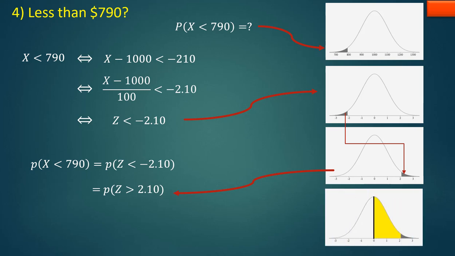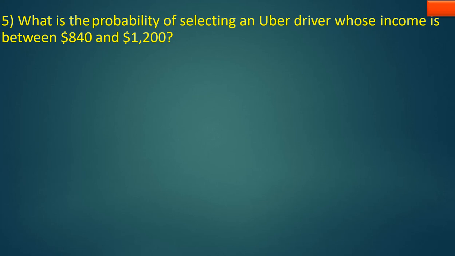Using the fact that half of the area of the normal curve equals 0.5, we can deduce that this probability is the same as 0.5 minus the probability of z between 0 and 2.10. Now we can use the standard normal distribution table or the previous question to see that this is equal to 0.5 minus 0.481. So the final result is 0.0179.